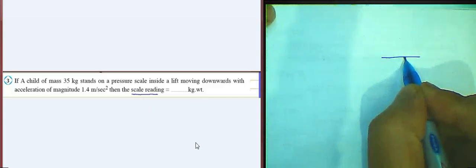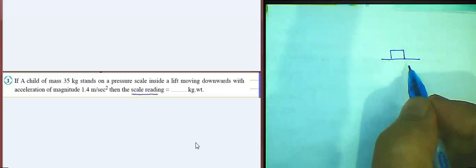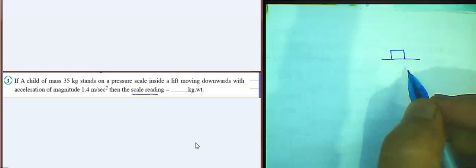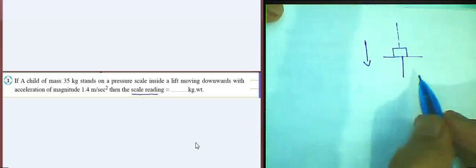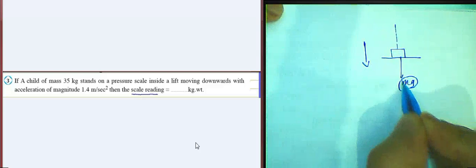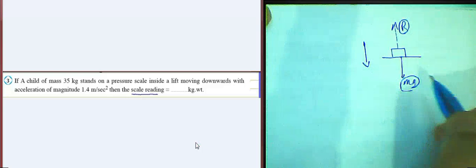Question number 3. If a child of mass 35 kilograms stands on the pressure scale inside the lift moving downwards with acceleration of magnitude 1.4 meter per square second, then the scale reading equals space kilogram weight. We know the child's mass stands on a pressure scale inside the lift moving downwards. Moving downwards here. We have here weight m multiplied g, and R here is the reading of the scale.